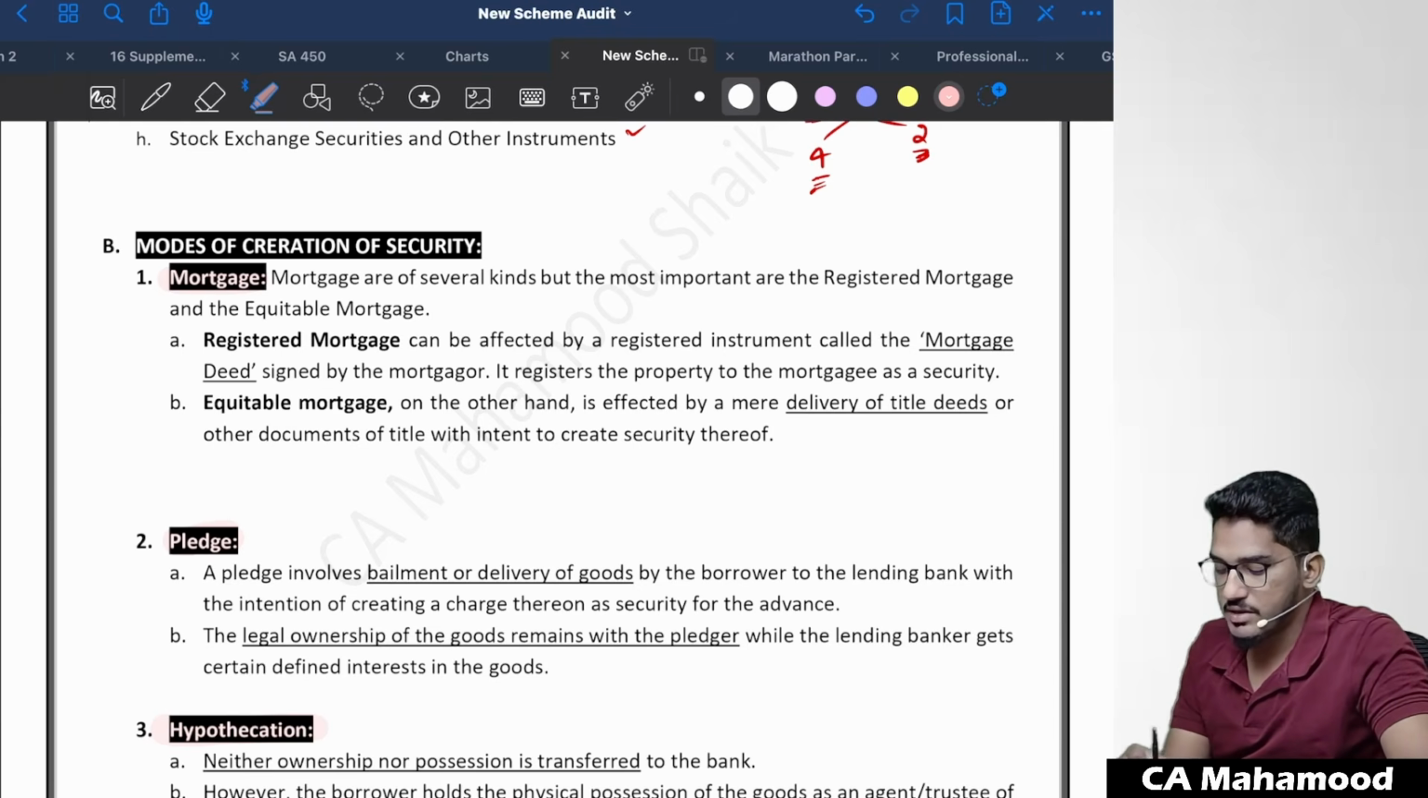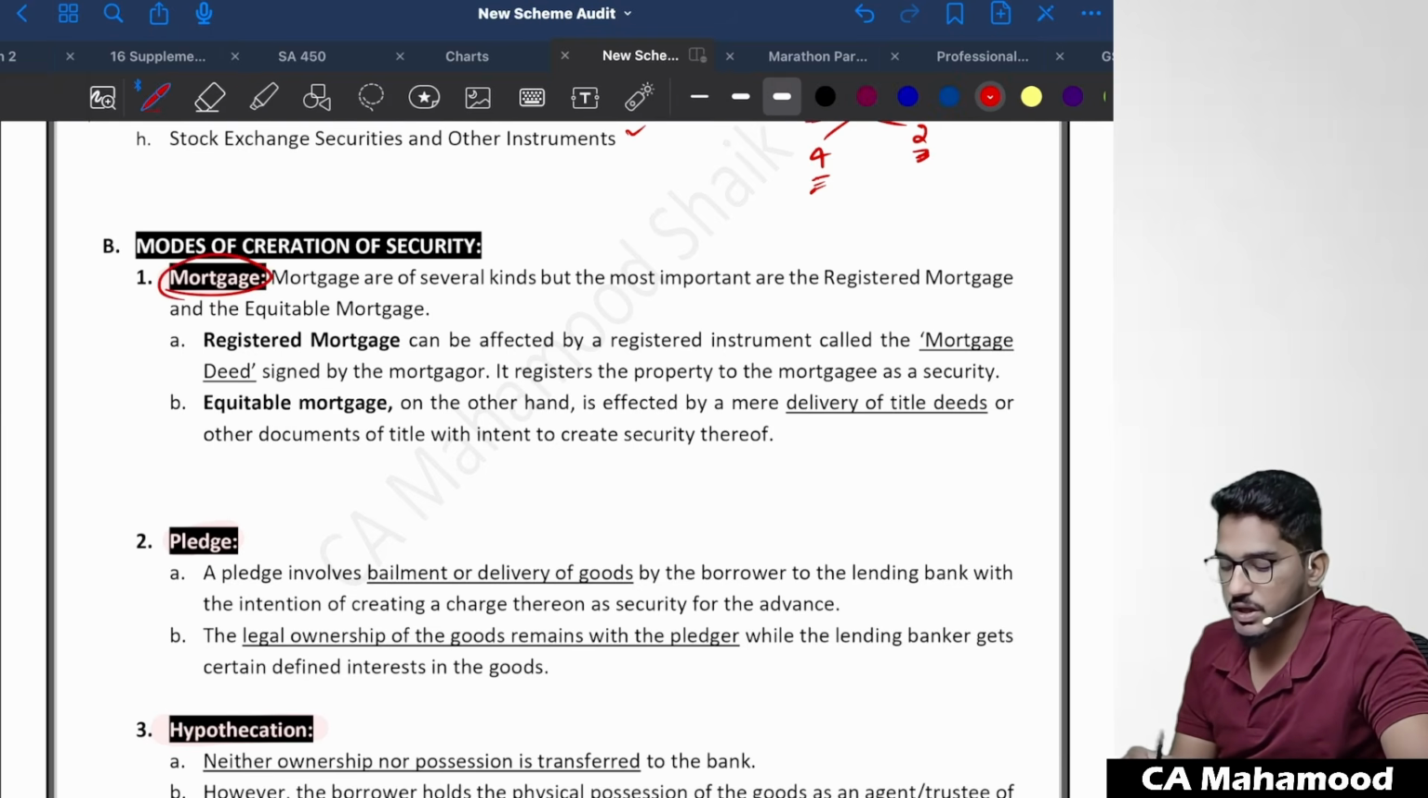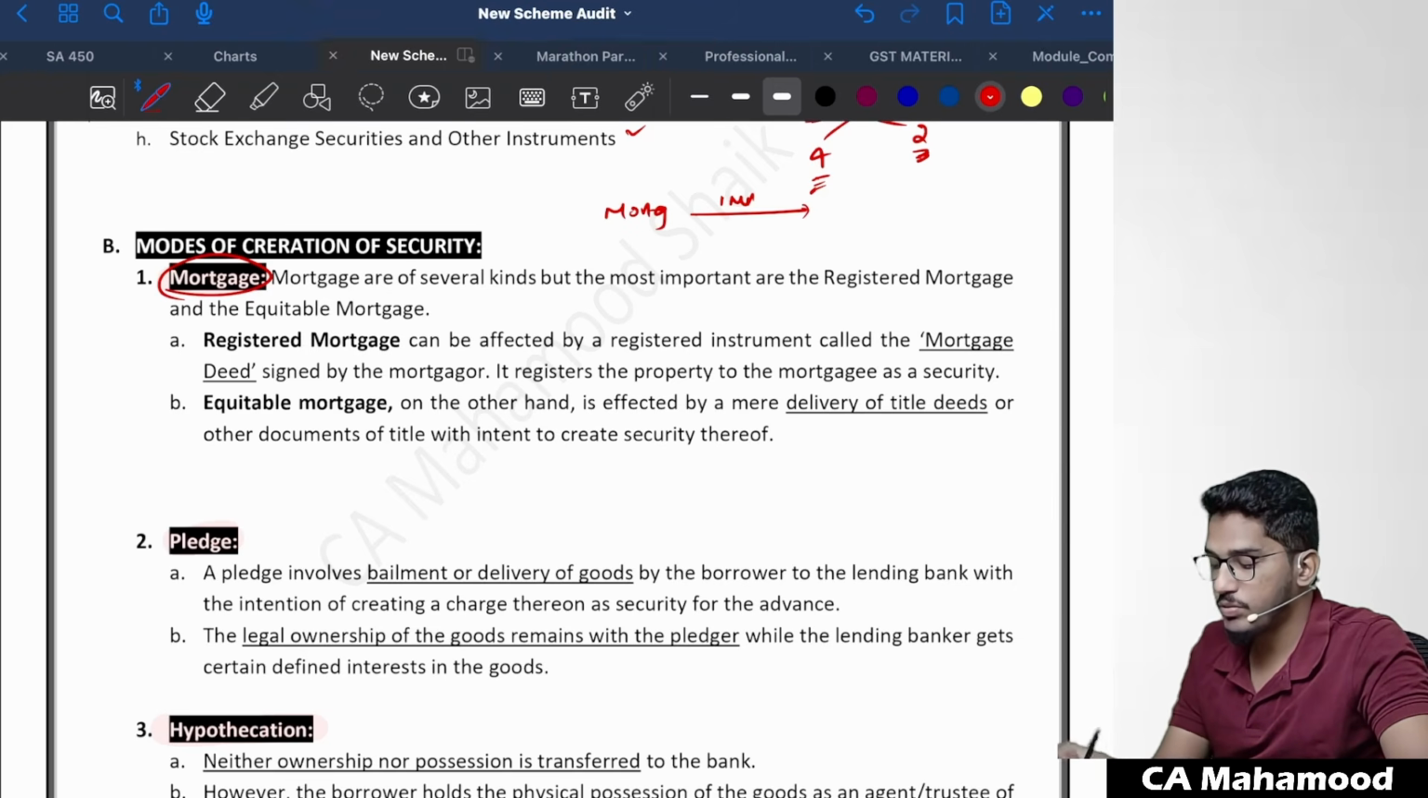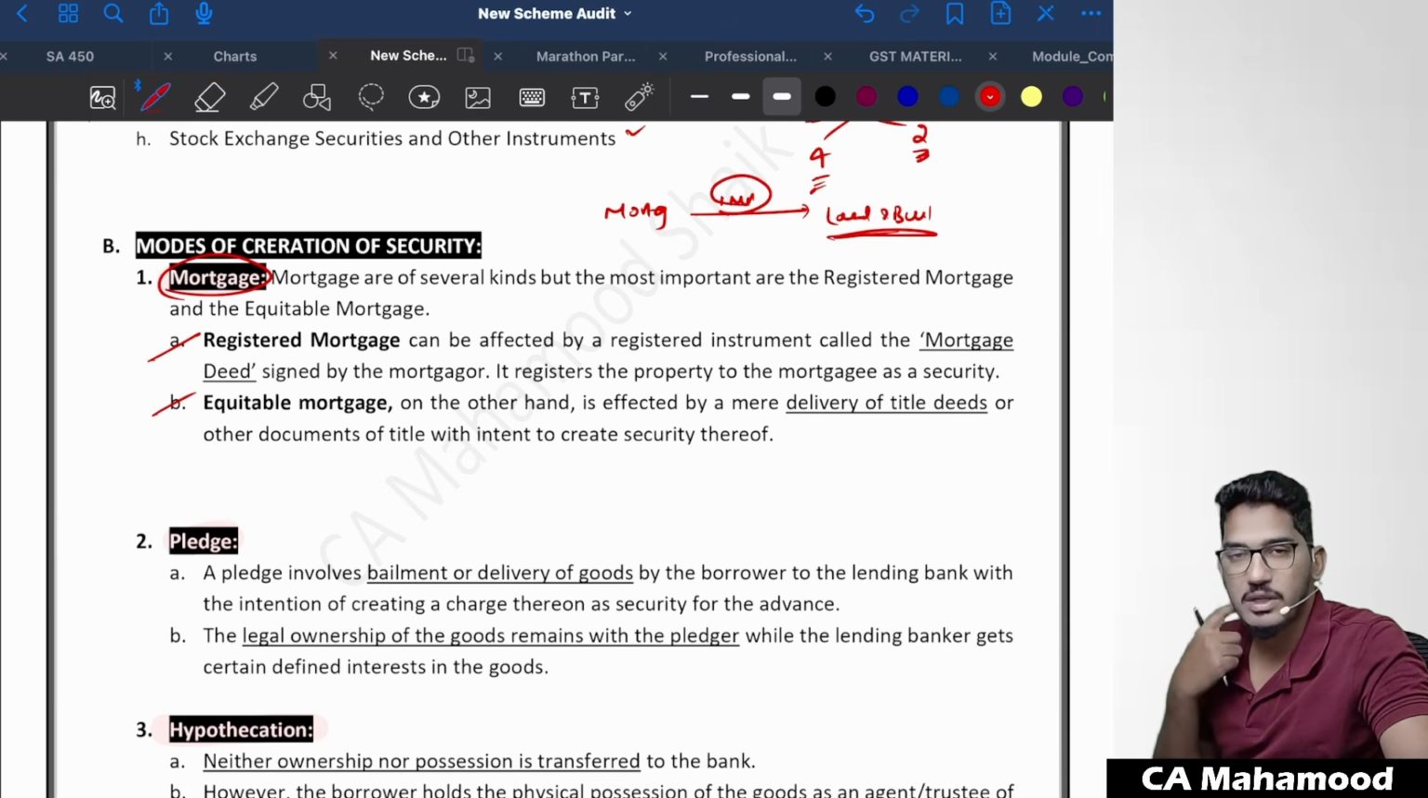Sir, what exactly is this mortgage? See, the term mortgage is used when immovable property is given as security. For example, when land and buildings are offered as security, we call it a mortgage. And that mortgage will be of 2 types: number 1 is registered mortgage and the other one is equitable mortgage.